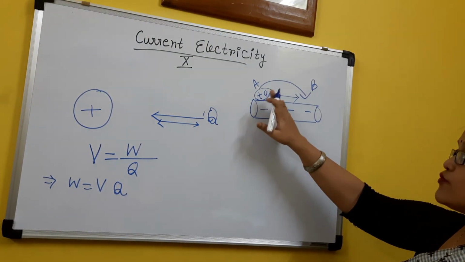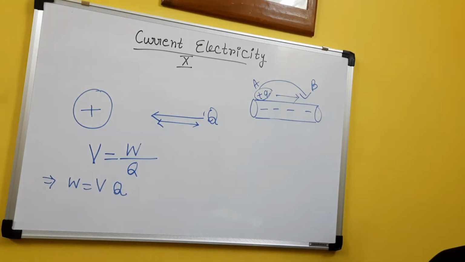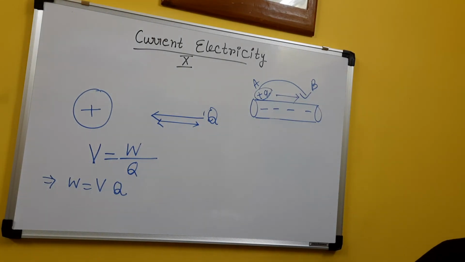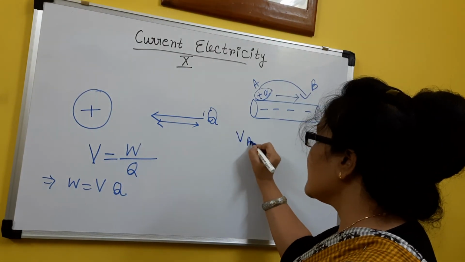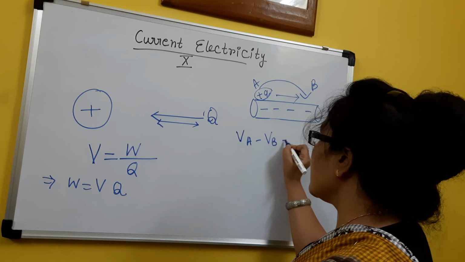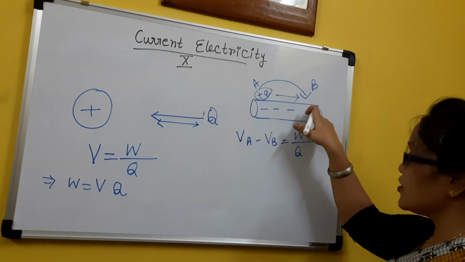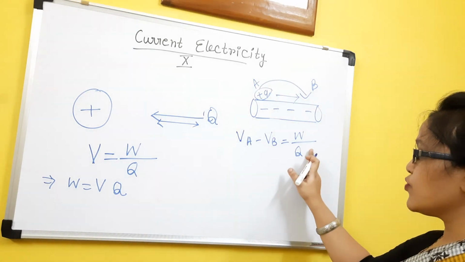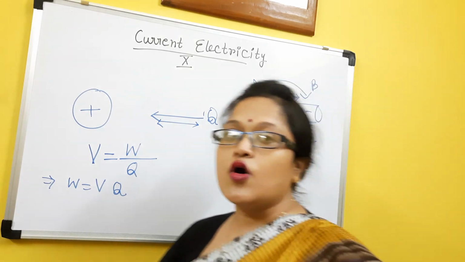So the difference in potential from here to here, bringing the charge, the amount of work done we are doing, is called the potential difference. So here potential is V, and the potential difference will be VA minus VB equal to W by Q. Means to bring one charge from here to here, how much work I am doing within the electric field, that is called potential difference. Okay, thank you.